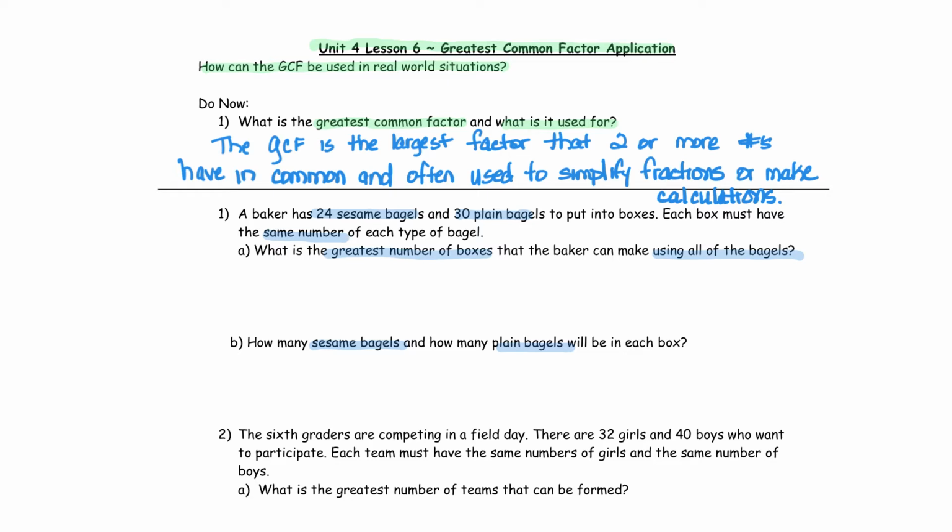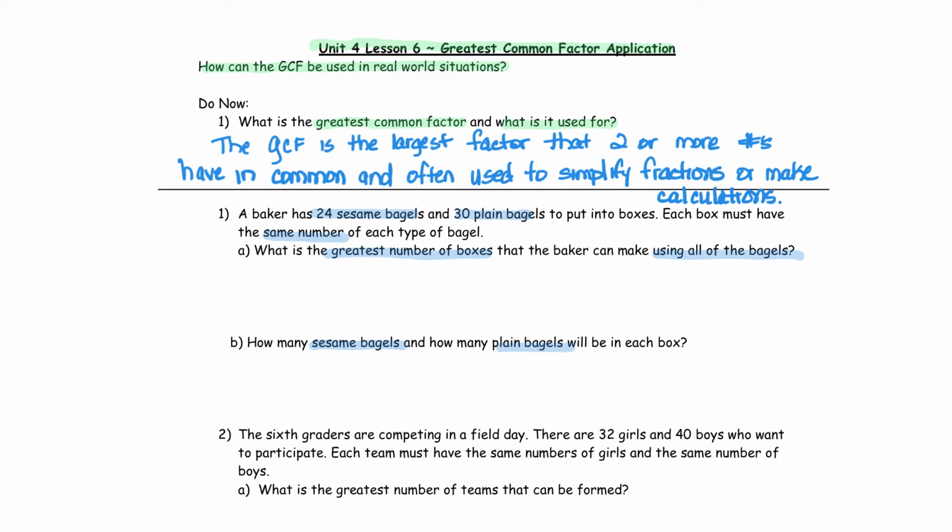So the first thing, as we know when we're solving word problems, is that we have to make sure we understand the question. So let's look at it one more time. A baker has 24 sesame bagels and 30 plain bagels to put into boxes. Each box, so every single box, has to have the same number of each type of bagel. So what they're asking here is, when I look at a box, it should have the same number of sesame bagels and plain bagels in each box.